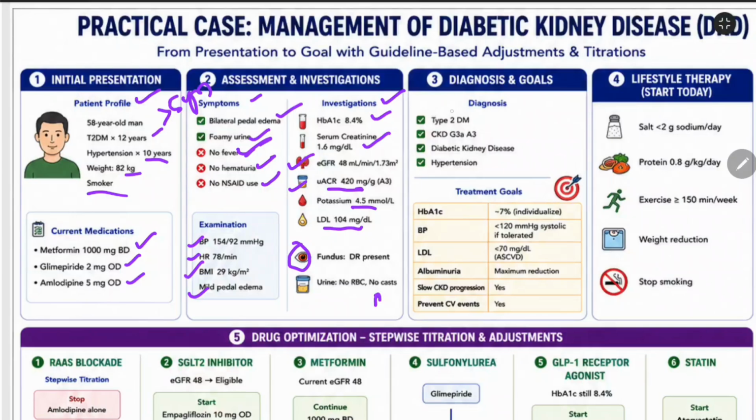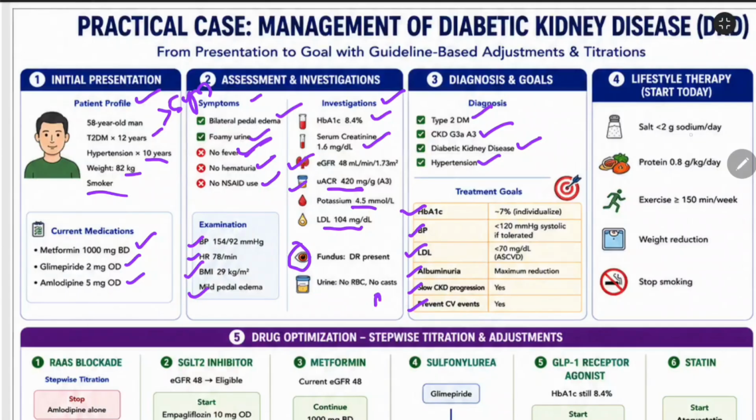Now, diagnosis: type 2 DM, CKD G3A3. Like this you should write: CKD G3A3, diabetic kidney disease along with hypertension. What are the goals? HbA1c should be less than approximately 7%, SBP less than 120, LDL less than 70. Why? Because the patient has atherosclerotic cardiovascular disease risk. Goals are maximum albuminuria reduction, slowing CKD progression, and preventing cardiovascular events.